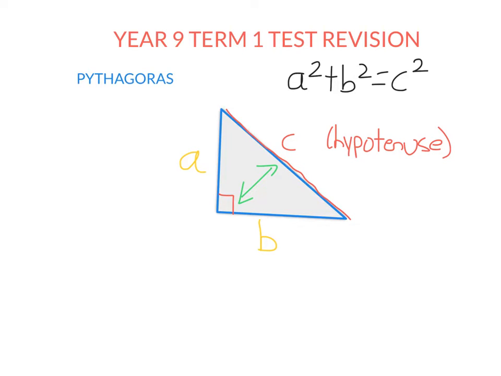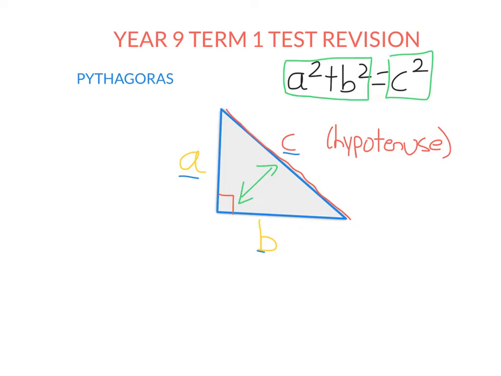Pythagoras' theorem actually says that the sum of the squares of the two shorter sides is equal to the square of the longest side. In other words, shorter side squared plus shorter side squared equals longest side squared. It's really important that you understand that in this formula, c is always the longest side. It is the hypotenuse. So this theorem allows us to calculate the length of an unknown side in a right-angled triangle when we know the other two sides.